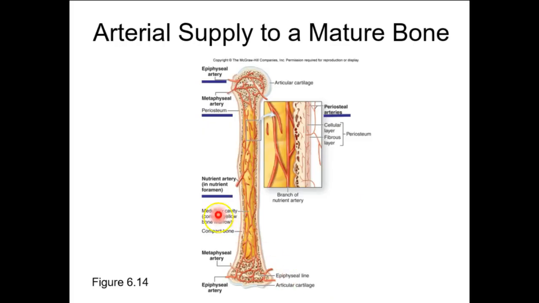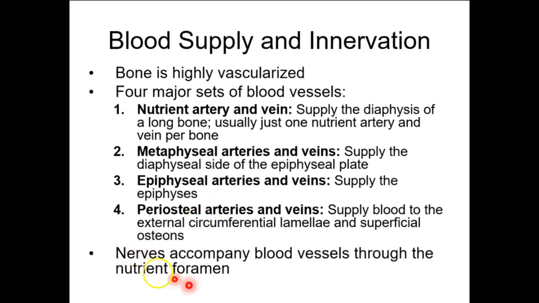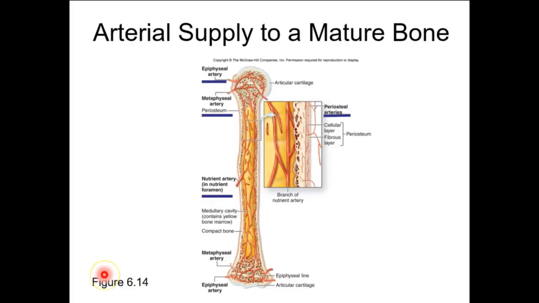And I mentioned before, you're always going to have nerves, arteries, and veins traveling together. So you will also have nerves accompanying those blood vessels through the nutrient foramen. So you will have highly innervated bone as well.